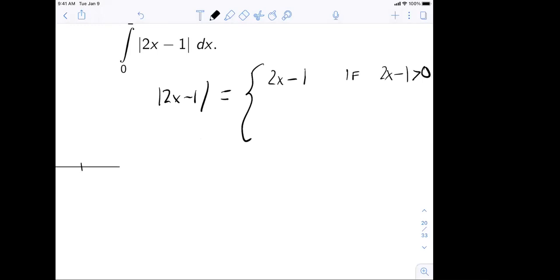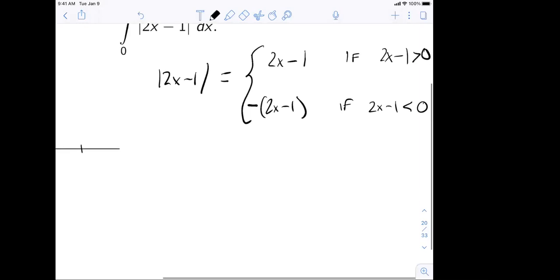Something that's less than 0. Absolute value. Yeah. So if something is smaller than 0, to find its absolute value, you can just multiply it by -1, right? Does that make sense to everybody? So we're going to get negative (2x minus 1) if 2x minus 1 is less than 0. Okay, this is the definition of the absolute value function.